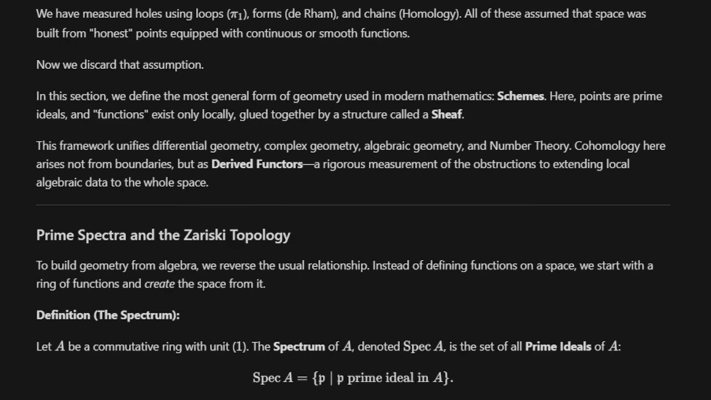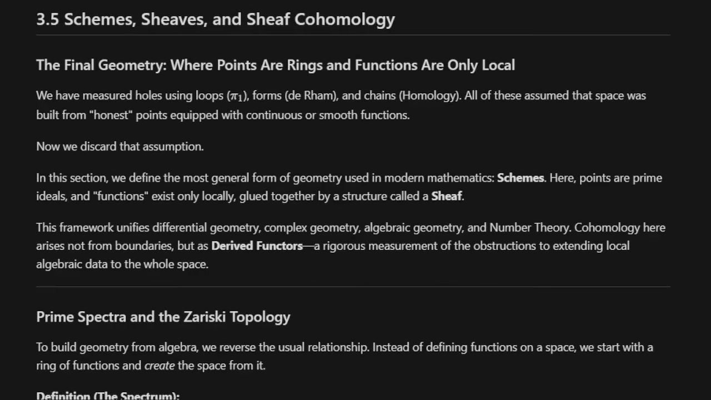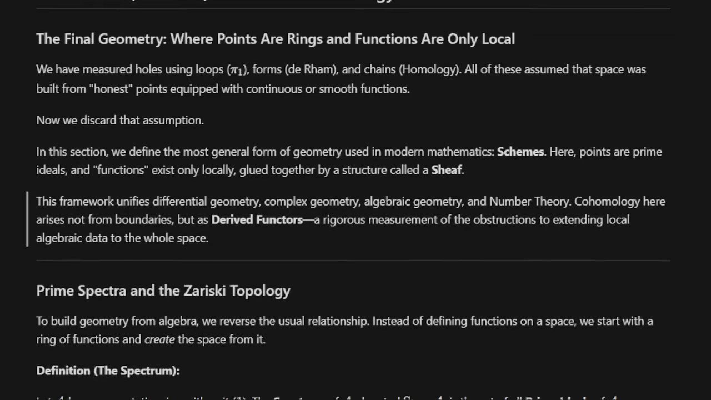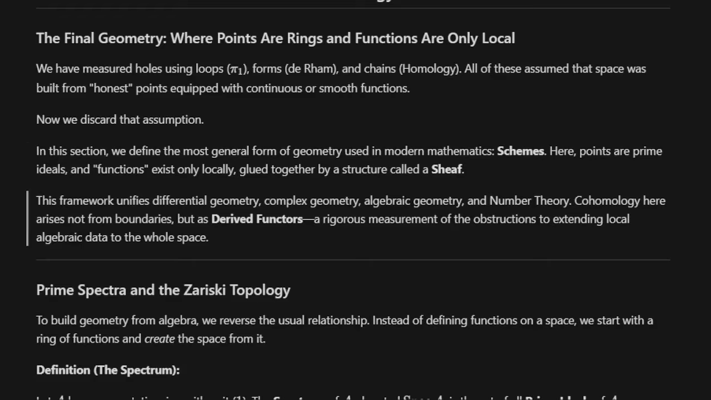And schemes show that points are not coordinates, but they're actually all the points are prime ideals themselves, and functions do not exist really globally. They're kind of glued together in something that we call a sheaf. This kind of grand unifies mathematics in general. It swallows the entirety of differential geometry, complex analysis, and number theory into just one single machine.